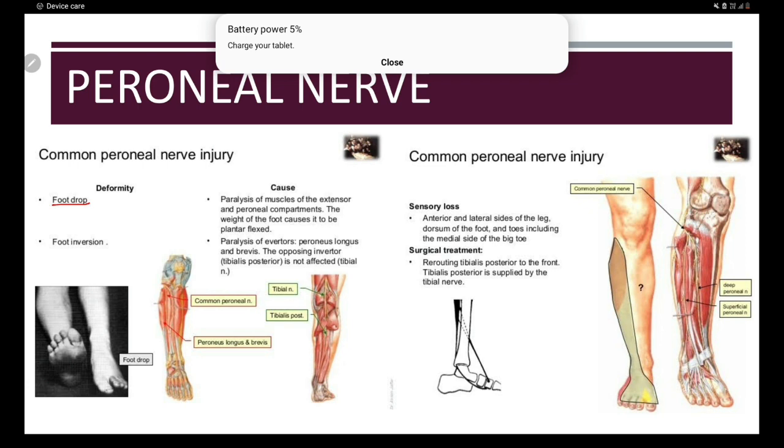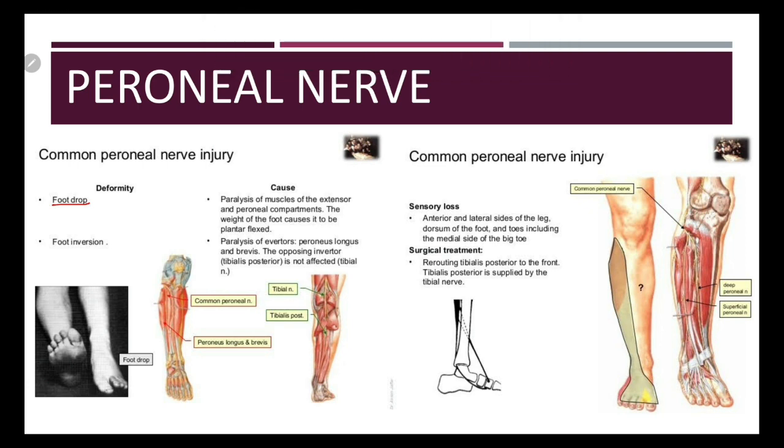there is foot drop due to the paralysis of muscles of the anterior compartment of the leg, that are dorsiflexors of the leg, and there is foot inversion because there is loss of eversion of the foot due to paralysis of peroneus longus and peroneus brevis. These are everters of the foot. Then there is loss of extension of toes due to paralysis of extensor digitorum longus and extensor hallucis longus.